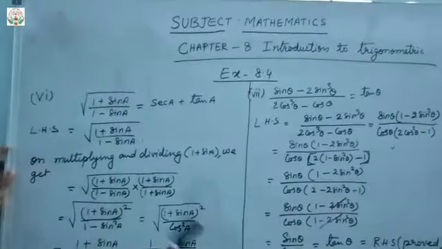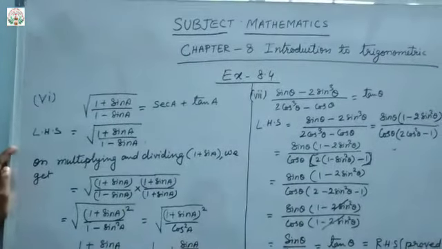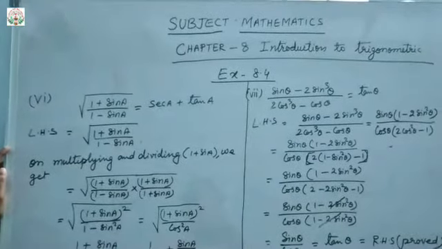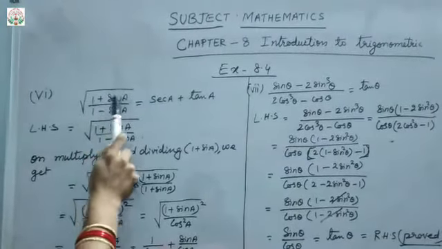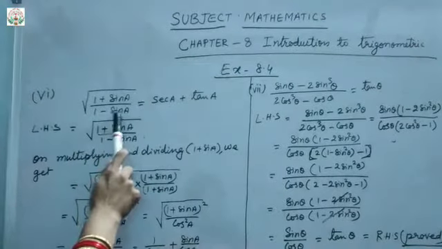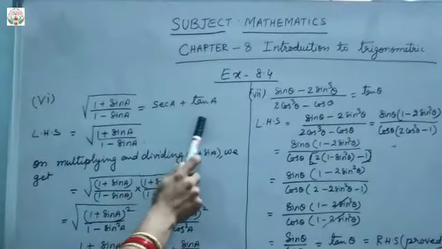In the previous video, we have seen up to question number 5. Now let us see question number 6: square root of (1 plus sin A upon 1 minus sin A) equals sec A plus tan A.